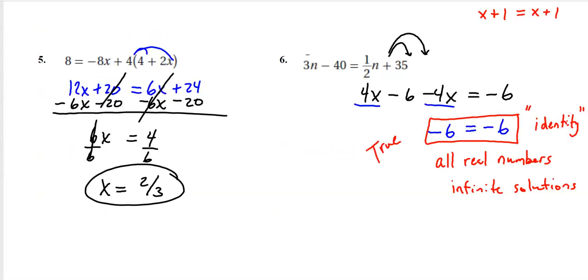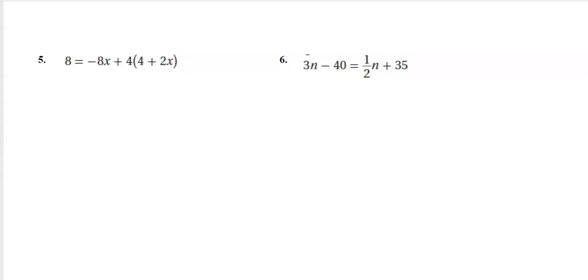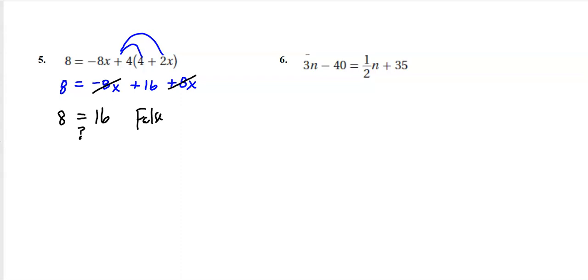Number 5. Just have 8 on the left. I have a -8x here. Positive 4 gets distributed. Positive 4 gets distributed. Similar scenario, I end up with 8 on the left. This -8x cancels with that positive 8x. They combine to make 0. Now I end up with 8 equals 16, which I'm like, that's not true. So that's a false statement. What that means is there is no solution to this problem.